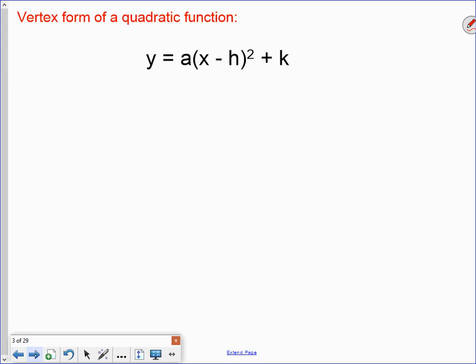So here is our new form. This is called vertex form of a quadratic function. y equals a(x minus h) squared plus k. And as I said at the beginning, our job is to figure out what this a means in terms of what our parabola looks like or what properties it's going to have. What does h mean in terms of the properties of our quadratic or our parabola? What does k mean? What do these values of a, h, and k, which are all just numbers, tell us about our parabola? What key information about the graph of our function can we get from this form?